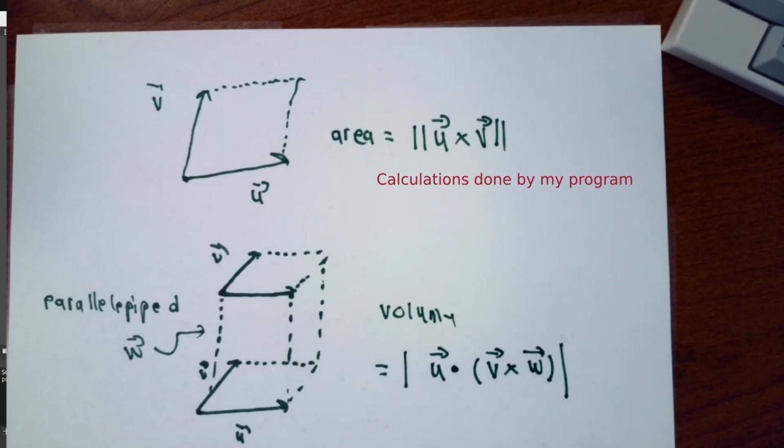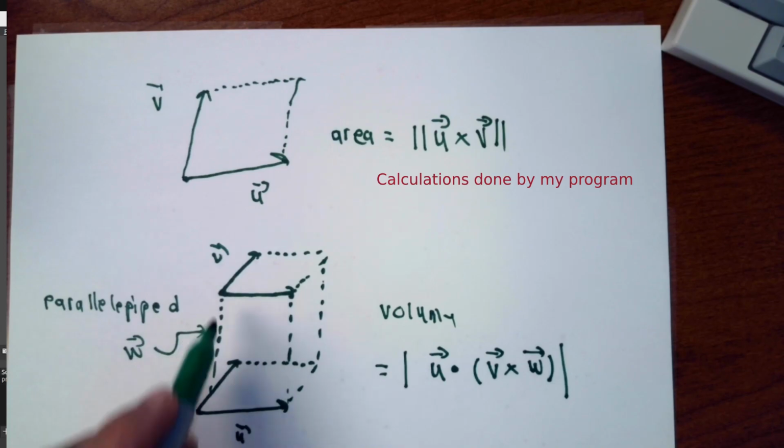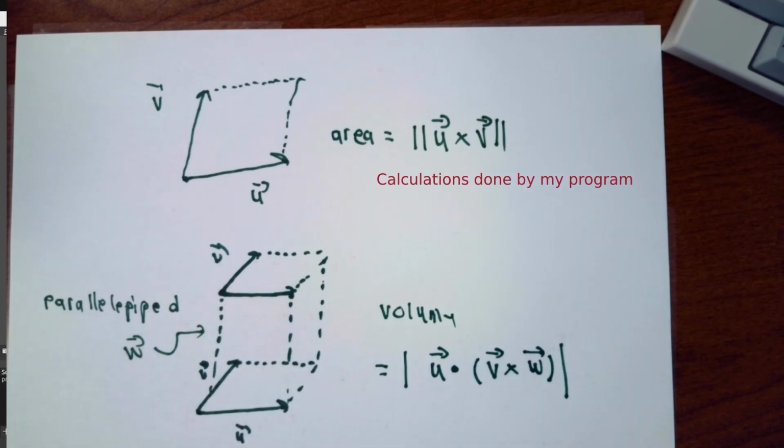In three-dimensional space, if you make a shape that's kind of like a rectangular box, but whose sides are parallelograms instead, you call such a thing a parallelepiped. If I have a corner from which vector u takes me to the next corner, vector v takes me to another, and vector w takes me to another, then, as we're going to show in the third video, the volume of such a thing is easy to calculate.